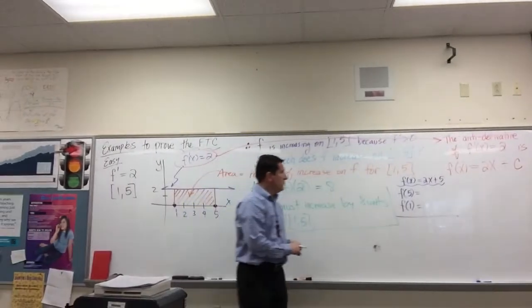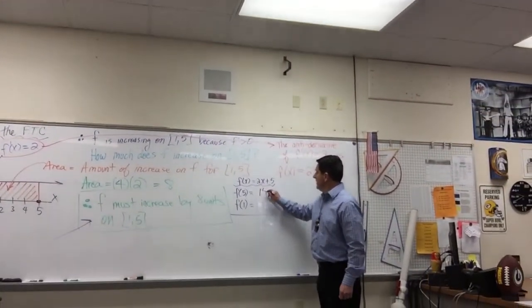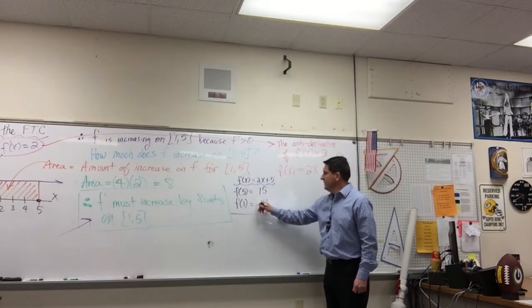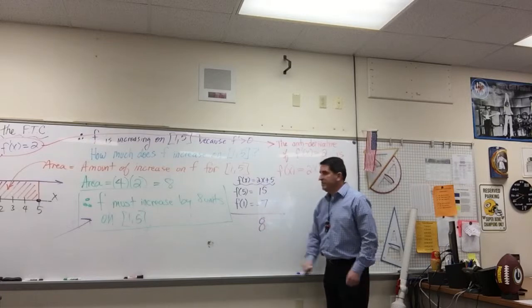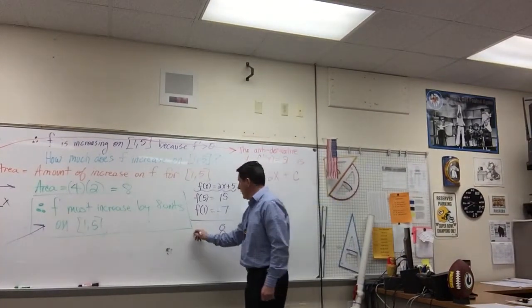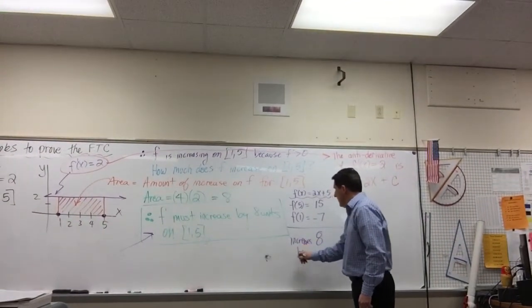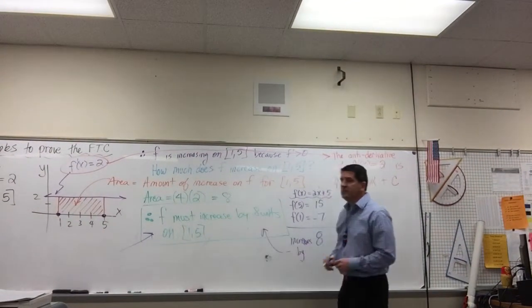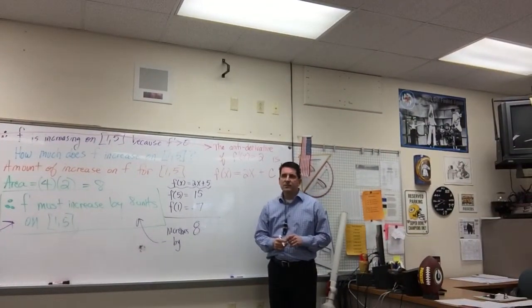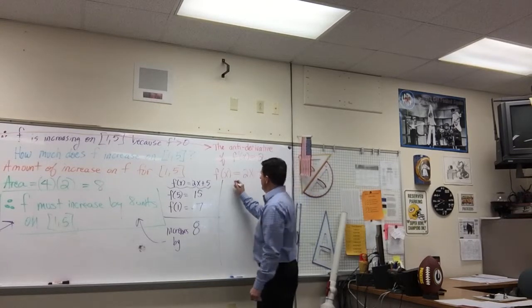Need your help here. What's f of 5? 15. f of 1? 7. How much did it go up by? Went up by 8. So it increases by 8, which is exactly what we said here. Well, that could have been just a fluke.